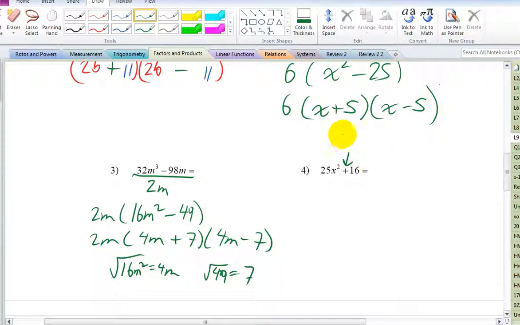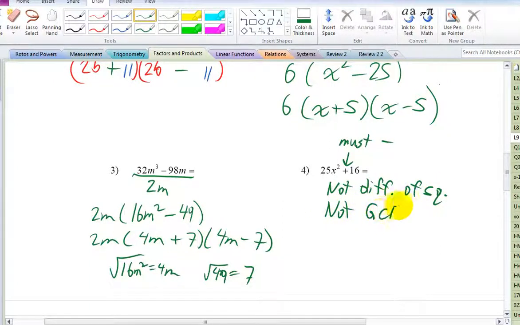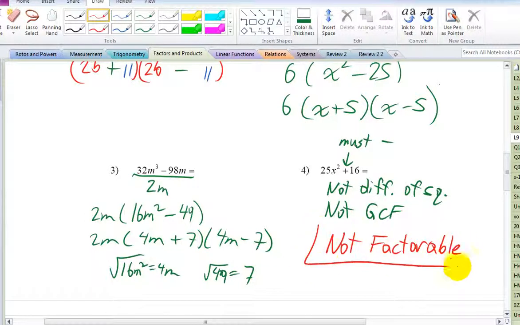Okay, this must be a subtraction, and so this is not a difference of squares. It is also not a GCF, so your answer is not factorable. If you leave the question blank, I mark it wrong. If you put down not factorable, I'll mark it right.